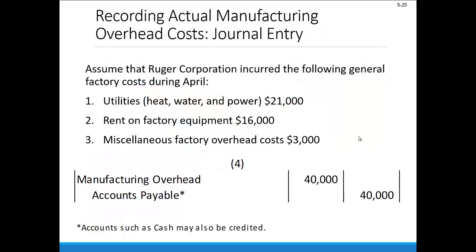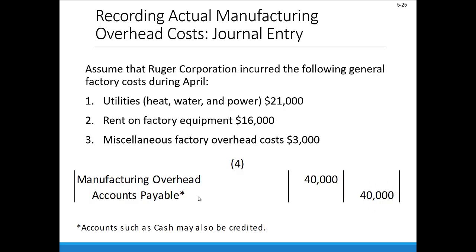Okay, next up, let's assume that Ruger incurred the following general factory costs during April. So we had utilities for $21,000, rent on some factory equipment for $16,000, and then some miscellaneous factory overhead for $3,000. We might see an entry like the one shown here. A debit to manufacturing overhead for all of these actual or incurred overhead costs for a total of $40,000. That's the 21 plus the 16 plus the 3. And then a credit to accounts payable for that same total of $40,000.